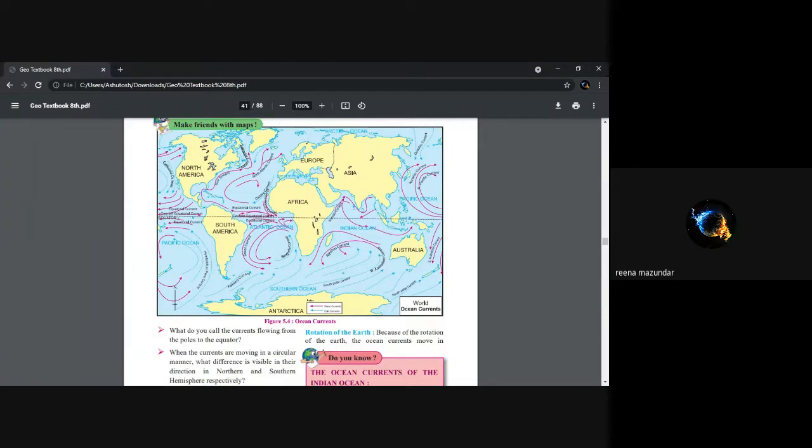So here in South America, in this region, Peru and Chile, you can see the cold current is coming. You can see this current, the blue line. So this region where the cold current comes, the precipitation is very, very low. What is precipitation? Rainfall. If you want you can write it down.